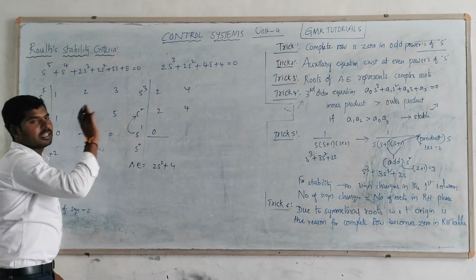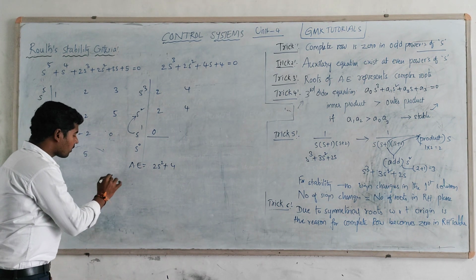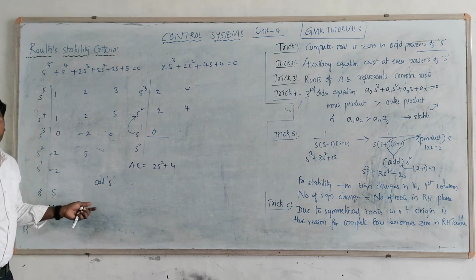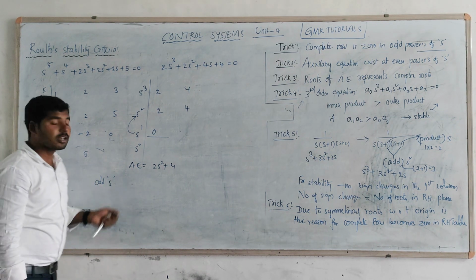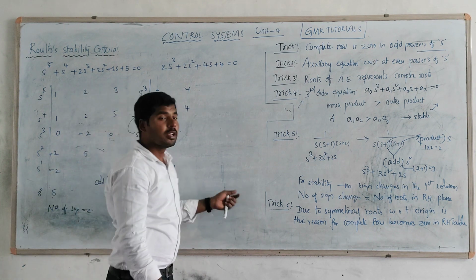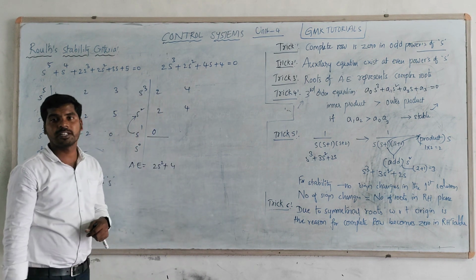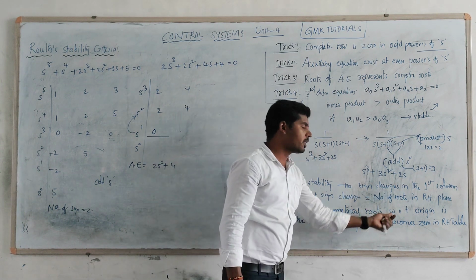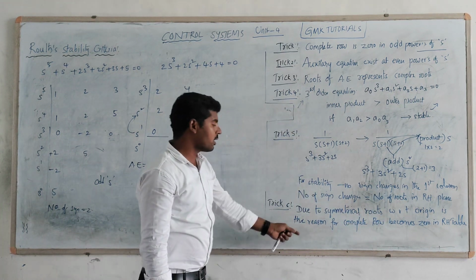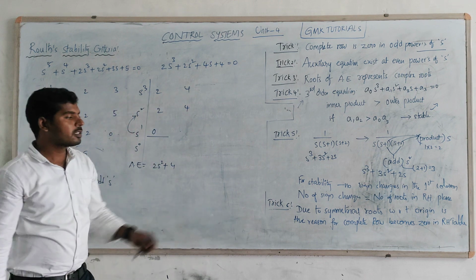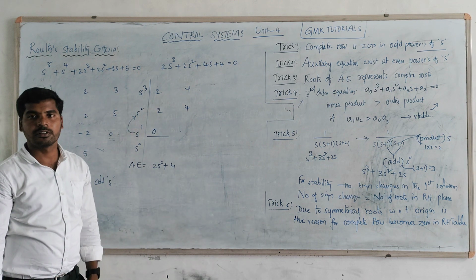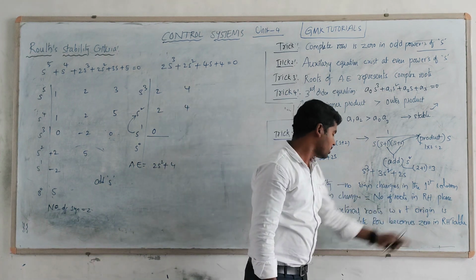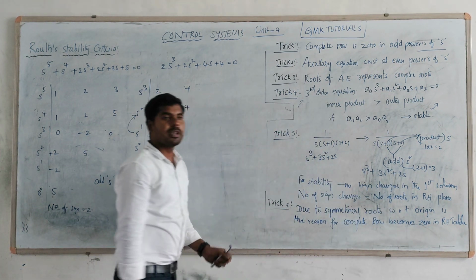Even if you take any example, only at odd powers of s does the complete row become 0. Then only you can find the auxiliary equation. Why the auxiliary equation takes place is the reason. Trick number 6: due to the symmetrical rows with respect to the origin, the complete row becomes 0 in the RH table.